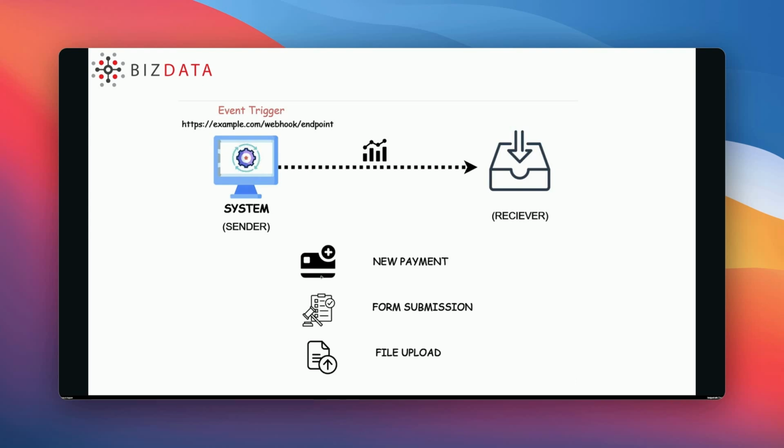Webhooks are event-driven mechanisms that send real-time data updates to your application whenever a triggering event occurs, like a new payment, a form submission, or a file upload. The webhook sends the data directly to your predefined URL. This eliminates the need for repetitive manual polling, saving time and server resources.